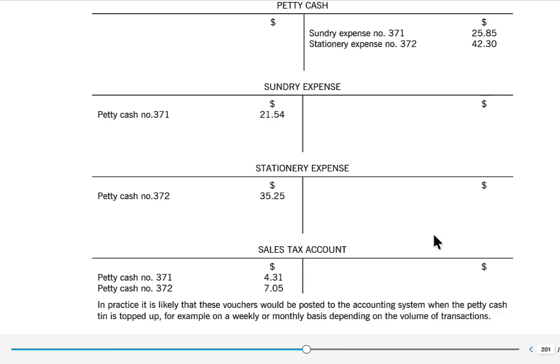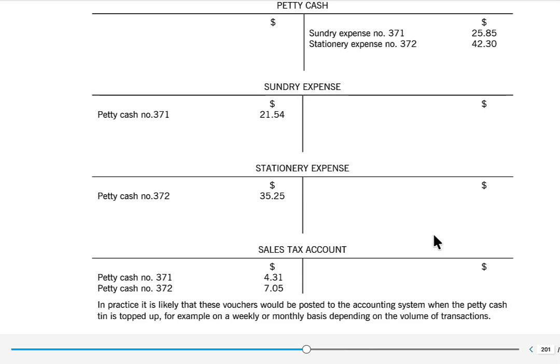Posting voucher 371. Step 1. Post the total payment into the petty cash account. Because petty cash is paying money out, petty cash is going down. So we credit petty cash with the full total. Credit petty cash with $25.85, and we write a reference like sundry expense voucher 371. This is why the voucher number is so important. It creates a clear audit trail.